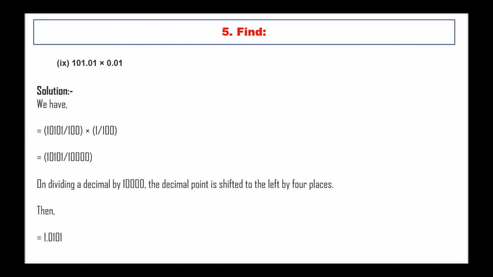Next, 101.01 into 0.01. So 101.01, if we remove the decimal, will become 10,101 upon 100. And if we remove the decimal from 0.01, it will become 1 upon 100. Now we will multiply the numerators first. So it will become 10,101. Now the denominators, so it will become 10,000. So the answer will be 1.0101.